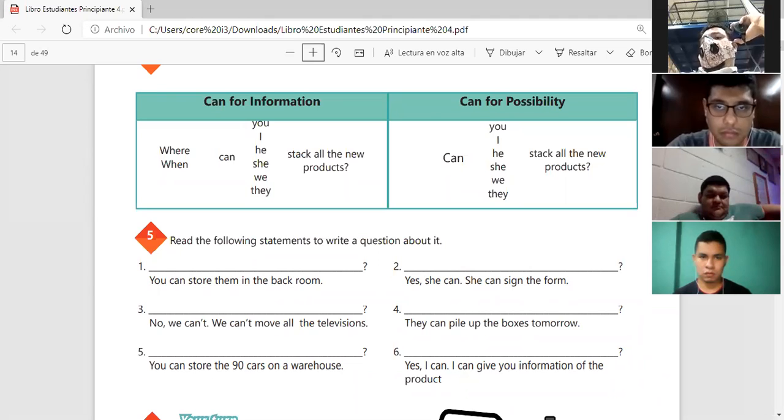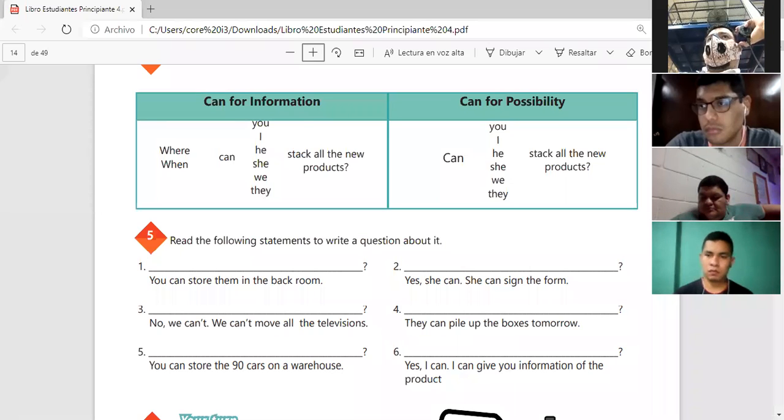In that case, what I was expressing was possibility, ability, information, or let's add another one, permission. What was it? Where can I buy a cell phone? Information, possibility, ability, or permission? Possibility.